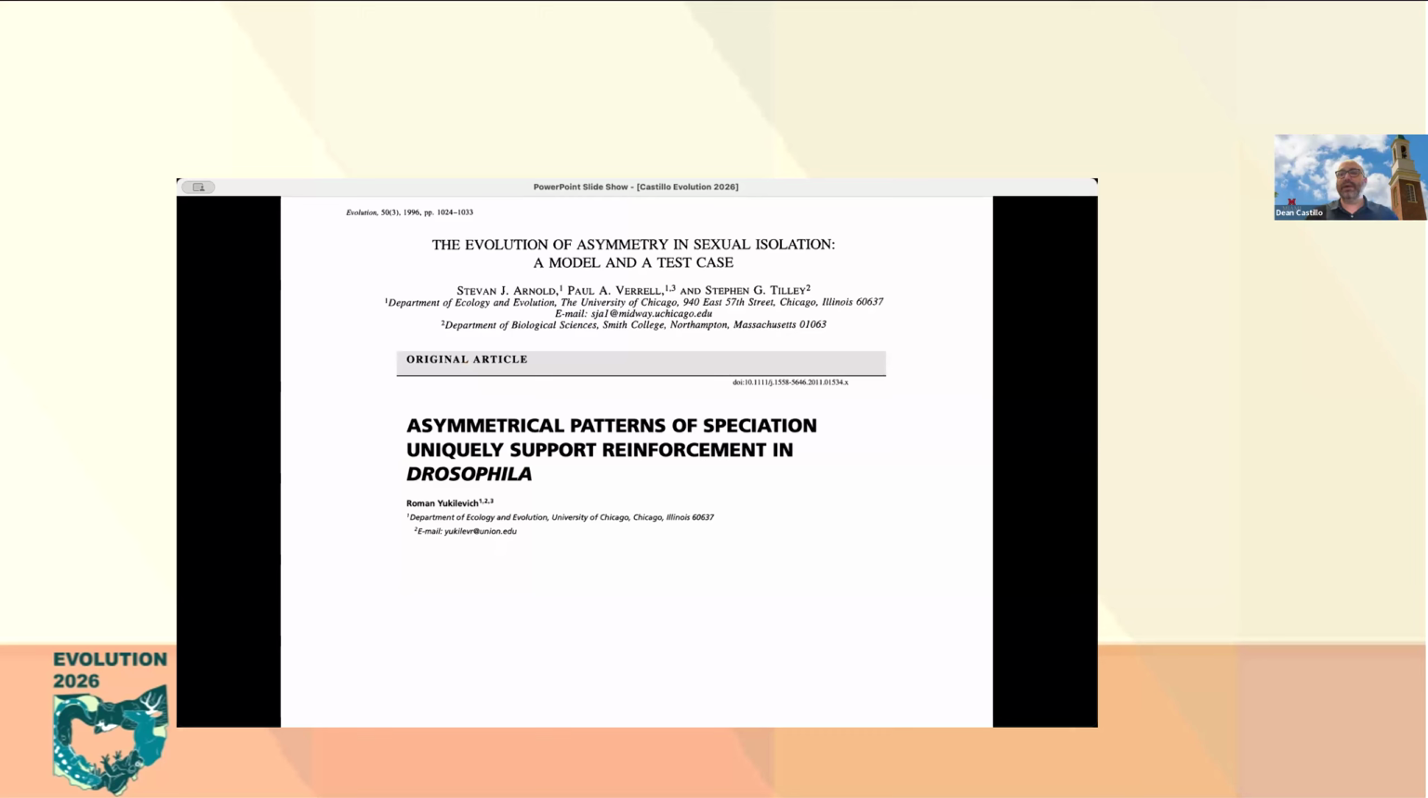These are two papers that have really been influential for me in thinking about the evolution of sexual isolation. The main point of both of these papers is that there's a lot of asymmetry. When we look in real systems, we notice asymmetry. That's happening in my system with these African flies.